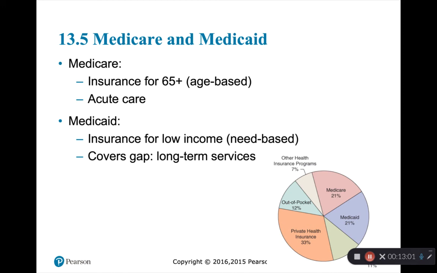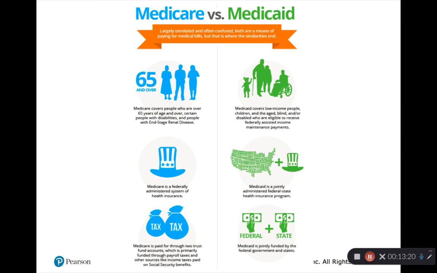And you can see in the pie chart that Medicare and Medicaid make up a big portion of what people are using. You can see some out-of-pocket and some private health insurance there, but Medicare and Medicaid are a large chunk of what people are using. Here's another graphic that shows a little bit more of the differences between these two. You can pause the video here if you'd like to read a little bit more from this infographic.